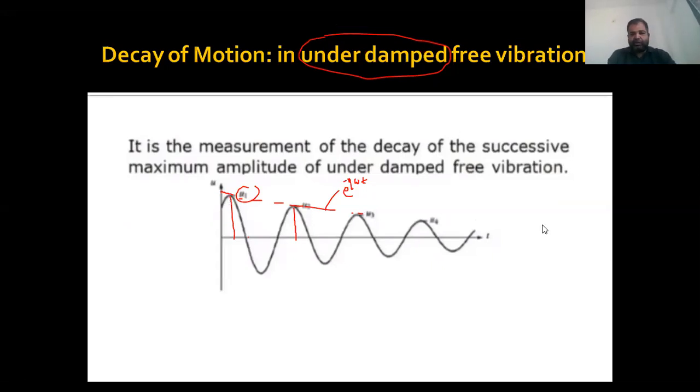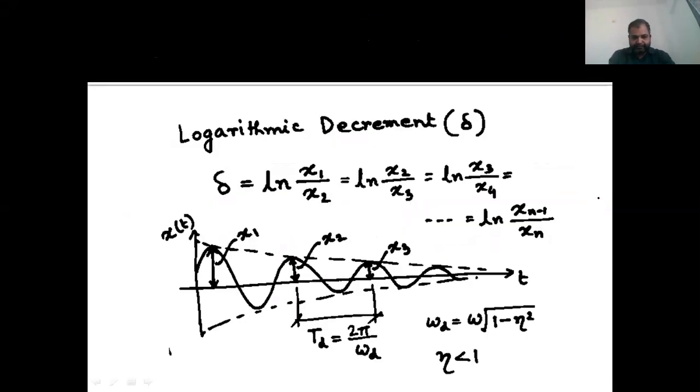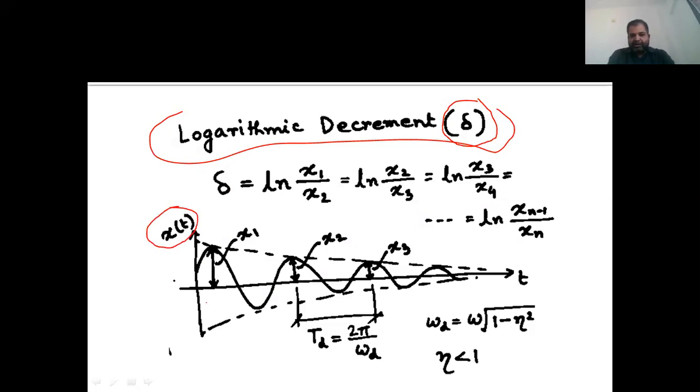Let's go further to understand this in more detail. So I am defining one more term in terms of the decay of the motion. I will measure this decay of the motion in terms of logarithmic decrement, and the notation for logarithmic decrement is delta. Let us draw the same figure. On the y-axis, this is x of t, let's say, and on the x-axis there is time t.